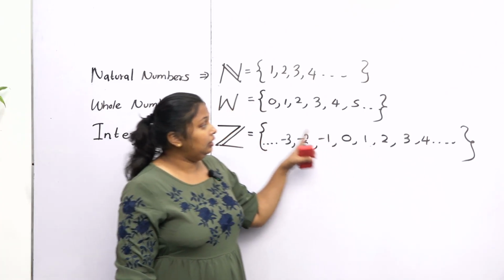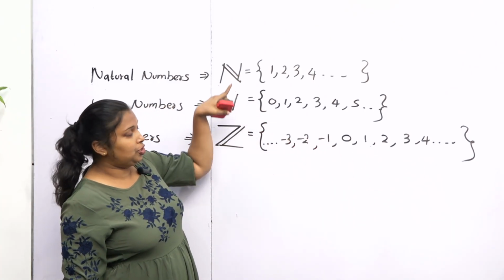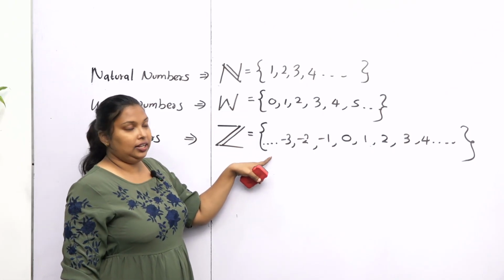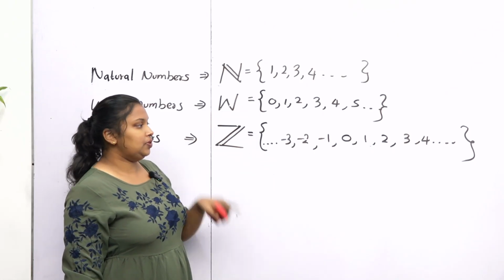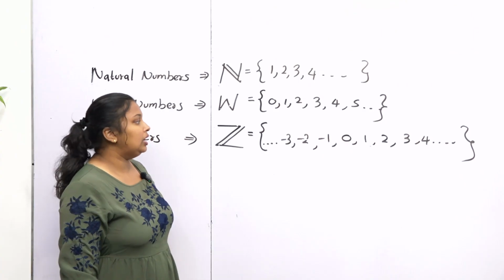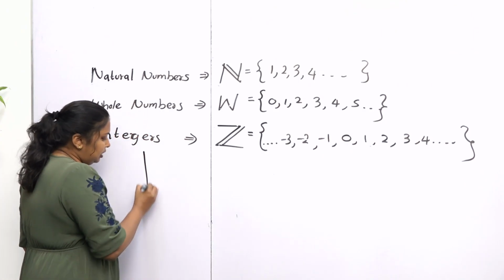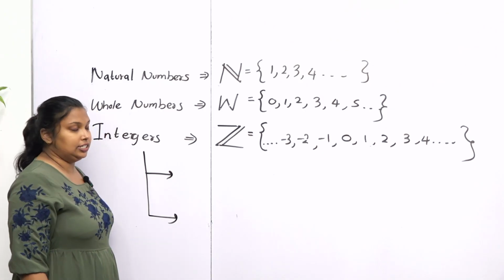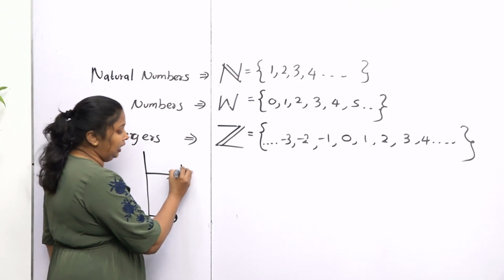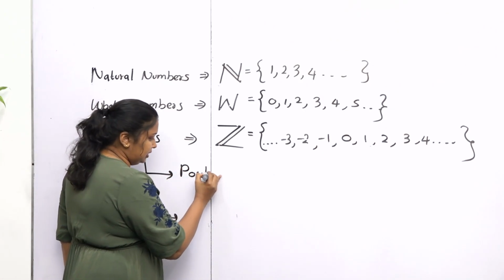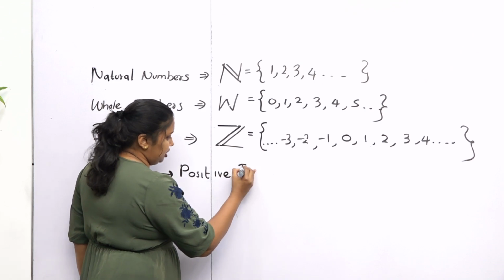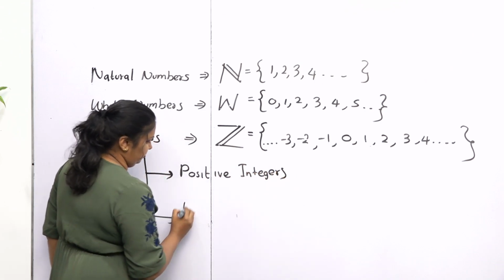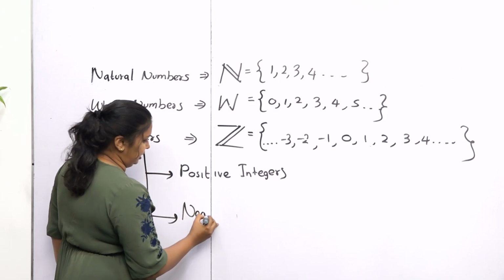Clear? And the natural number set is a subset of this one. This is a subset of this one. Clear? Okay. So this is what we call the integer set. So integers we can divide into two parts. I mean, there are two kinds of integers. What are they? Positive integers and negative integers. There are two types of integers.